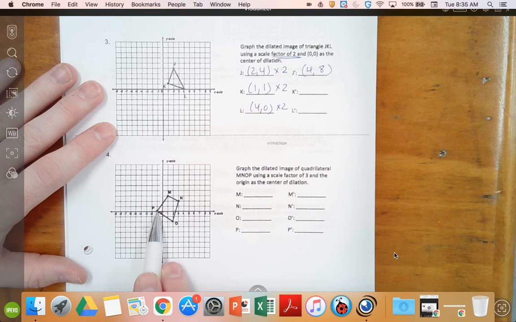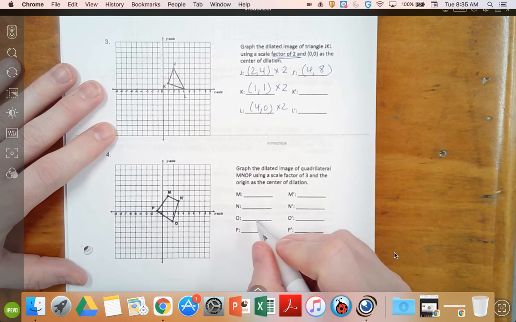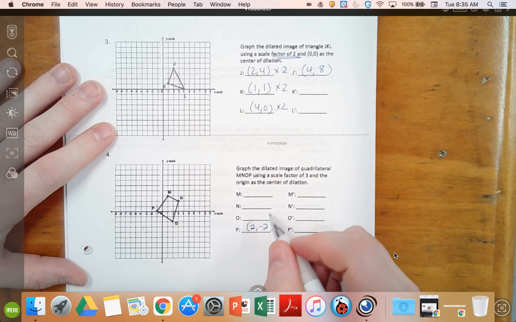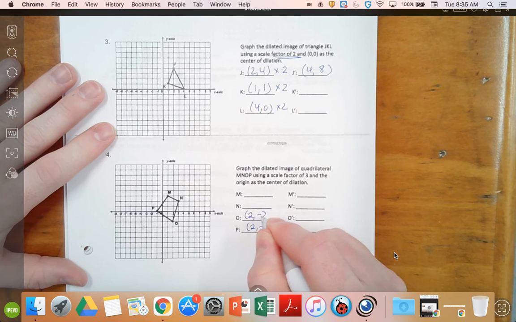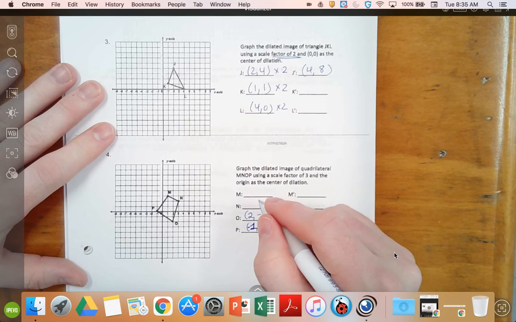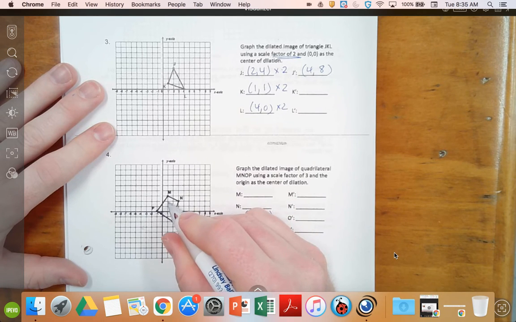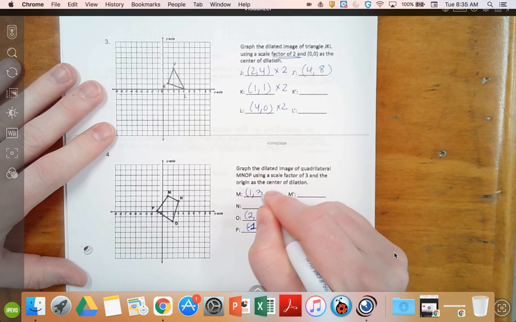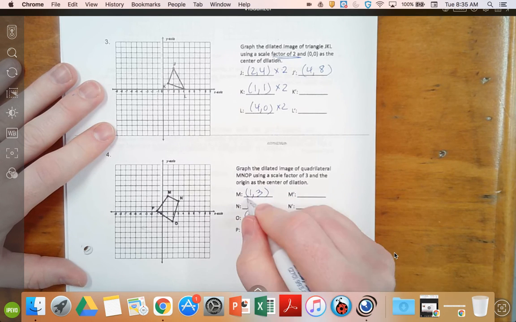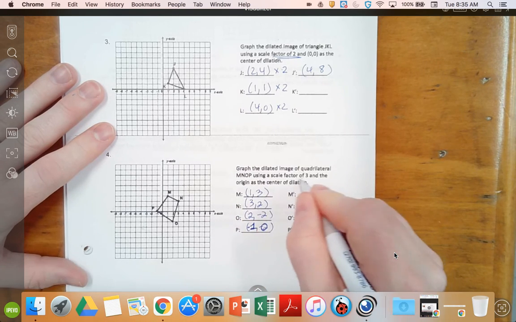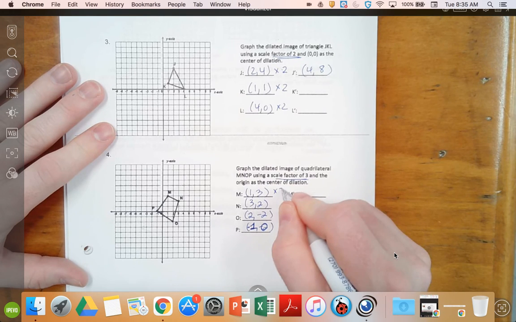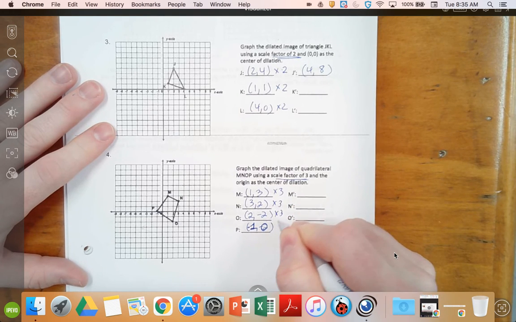Same thing here for these. Write down your new ordered pairs. I'll give those to you here. This is at 2, negative 2. This is at negative 1, 0. This is at 1, 3. And this is at 3, 2. And you're doing a scale factor of 3.